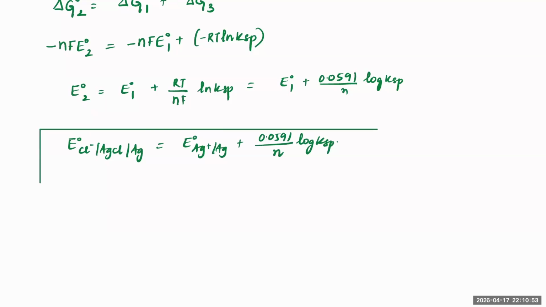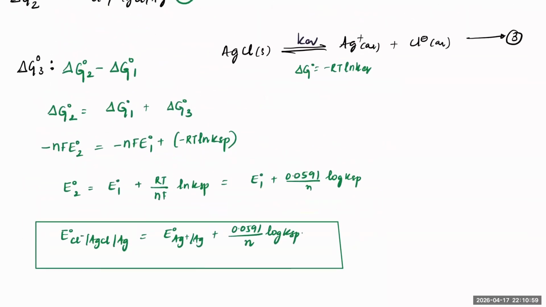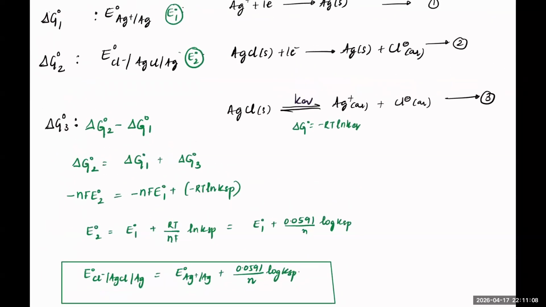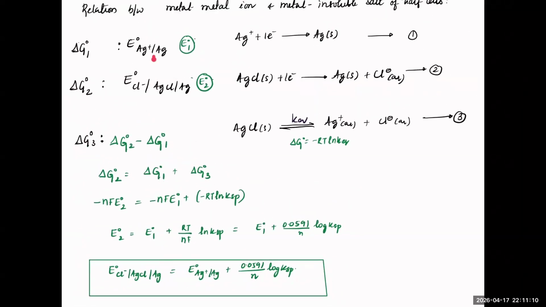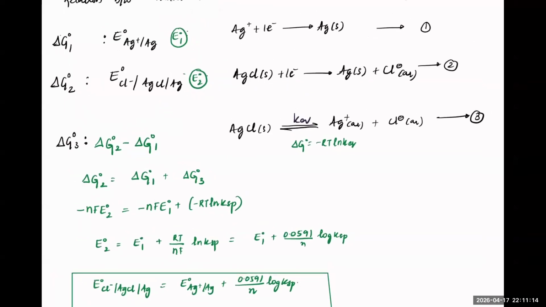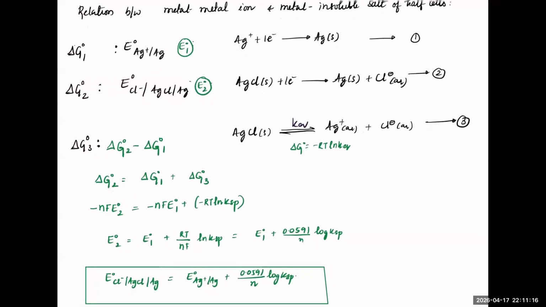Got it? So you can see we can always use this equation for solving questions where Ksp is given, but this E naught value is not given. In such a case, we can always relate two different electrodes. This is a different electrode, this is a different electrode. These two electrodes can be related using this equation. Please go through it thoroughly.